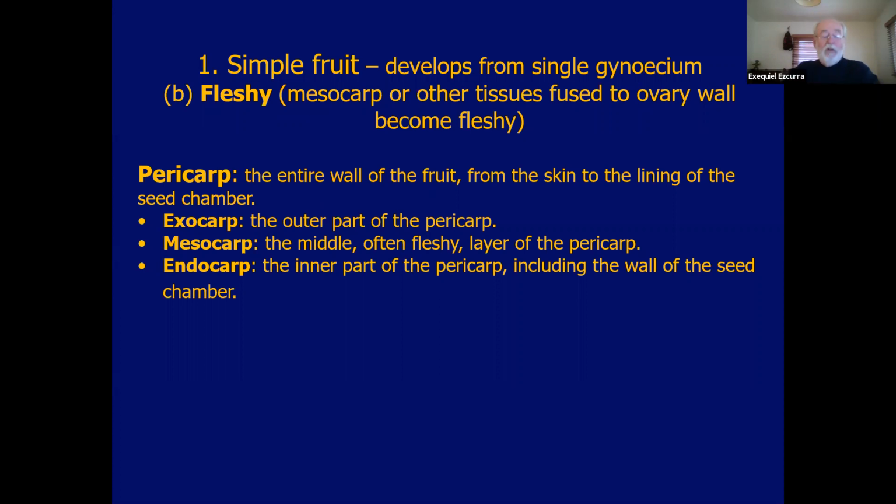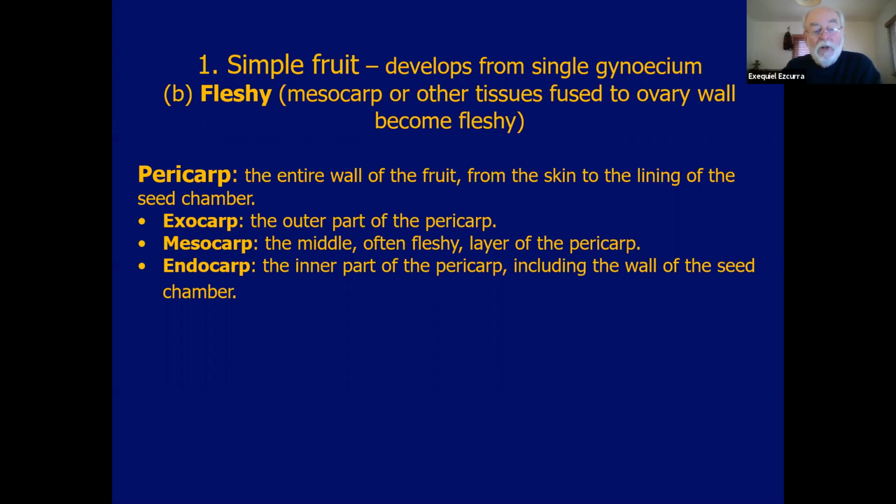Remember, we saw it when we discussed ovaries. Ovaries are transformed leaves, and like any other leaf, they have three layers. And there's an evolutionary memory of that. Most fruits have three distinct layers. Leaves have an upper layer, which is the upper epidermis, a middle layer, which is the mesophyll, and a lower layer, which is the lower epidermis.